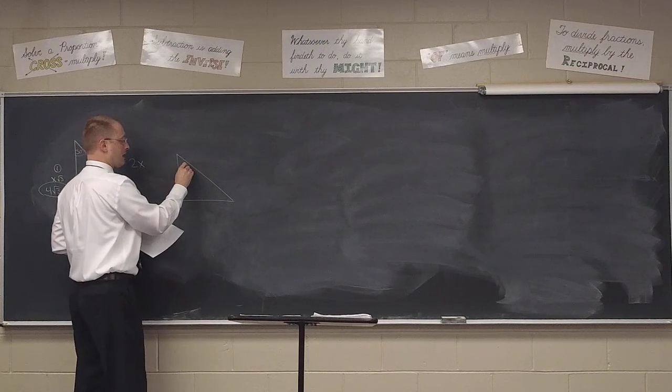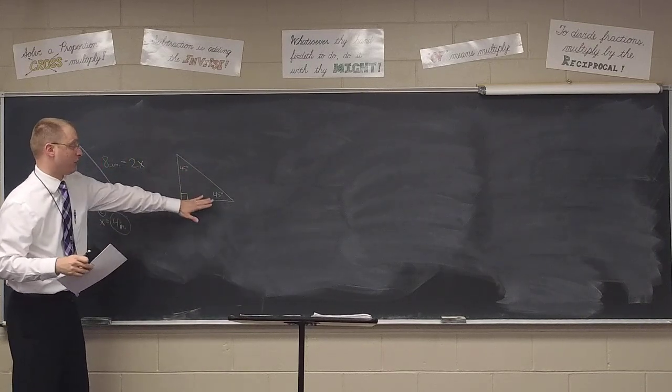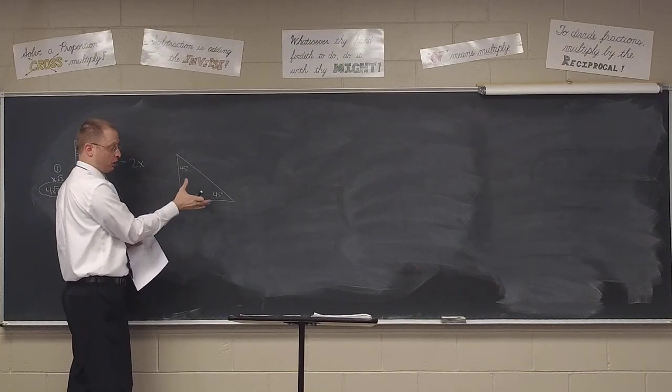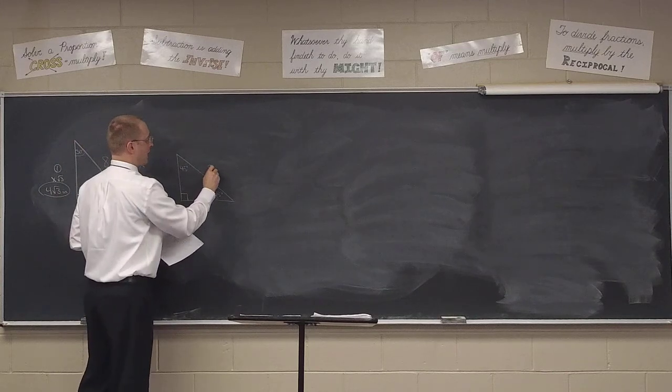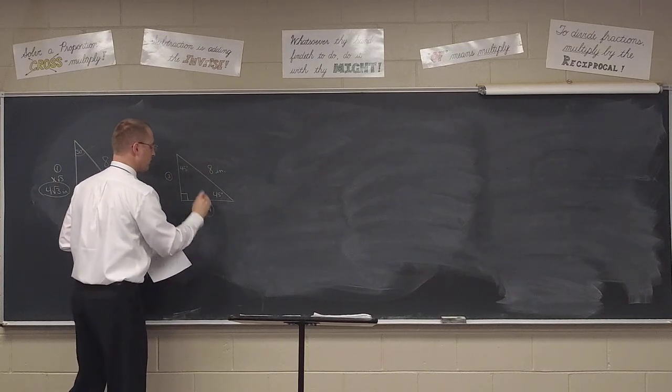Going on to number 2. Given a 45, 45, 90. Again, normally we won't have these angles written in there. Normally there would just be an arc marking or equal side markings, either one of those. And again, the hypotenuse was given to be 8 inches. Needed sides 3 and side 4.